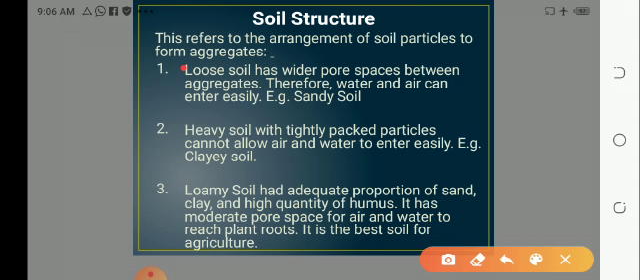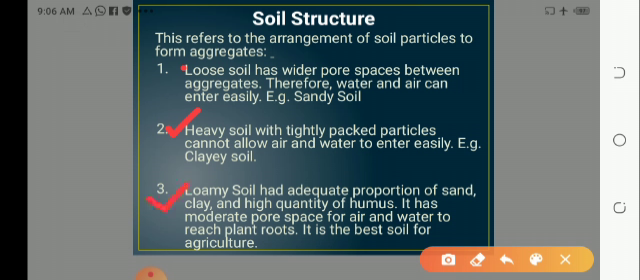Now there are soils that are heavy. Heavy soils with tightly packed particles cannot allow air and water to enter easily. So in other words, a soil that has tightly packed particles and cannot allow air and water to enter easily is said to be heavy. We call such soils heavy soils. Structurally, they are heavy soils. An example is the clay soil.